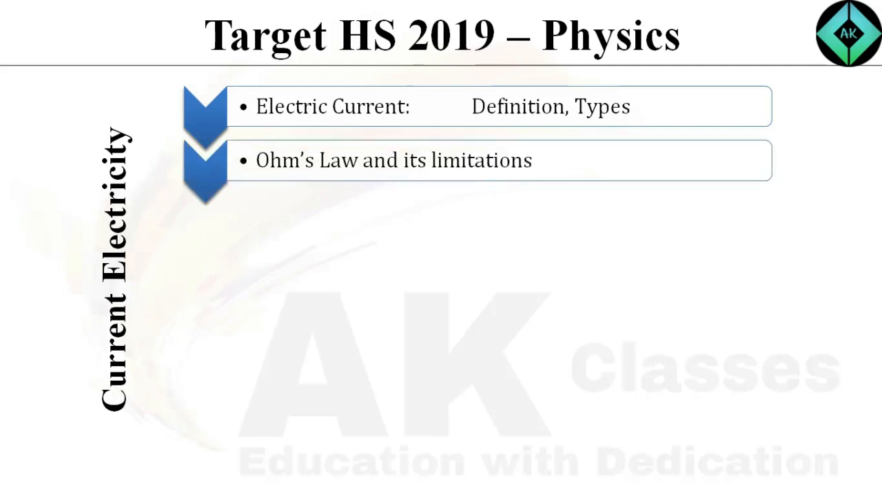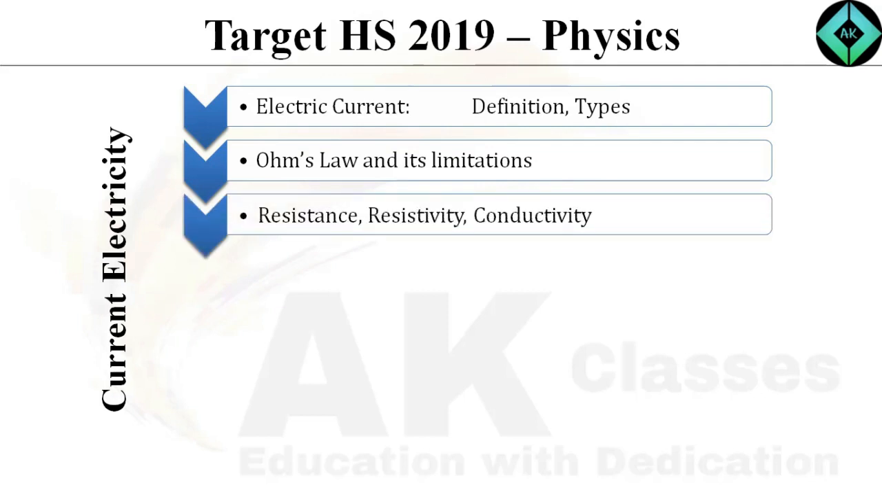Next, we have Ohm's law and its limitations, and also see the differences between ohmic and non-ohmic conductors. Then we have resistance, resistivity and conductivity. You need to know both the SI unit and dimensions of resistance, resistivity and conductivity. And do not forget to revise numericals on the formula R equal to rho L upon A. That is very, very important.